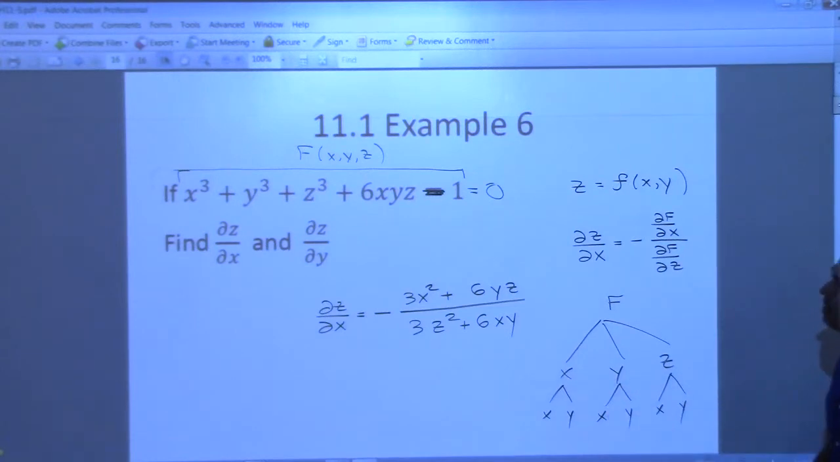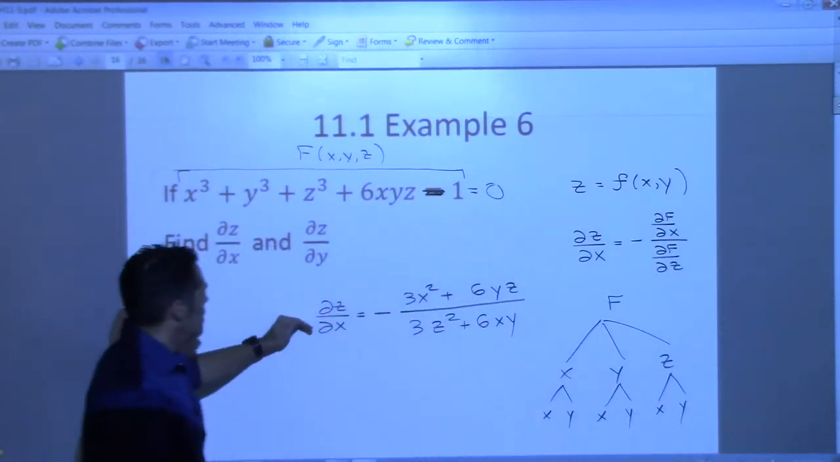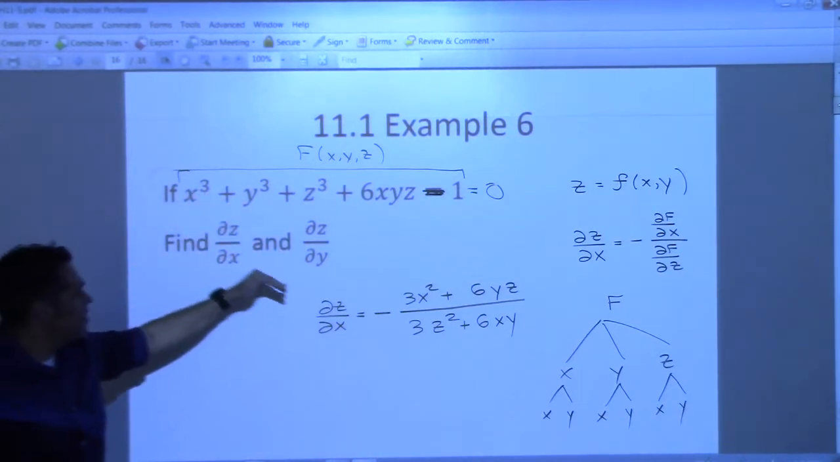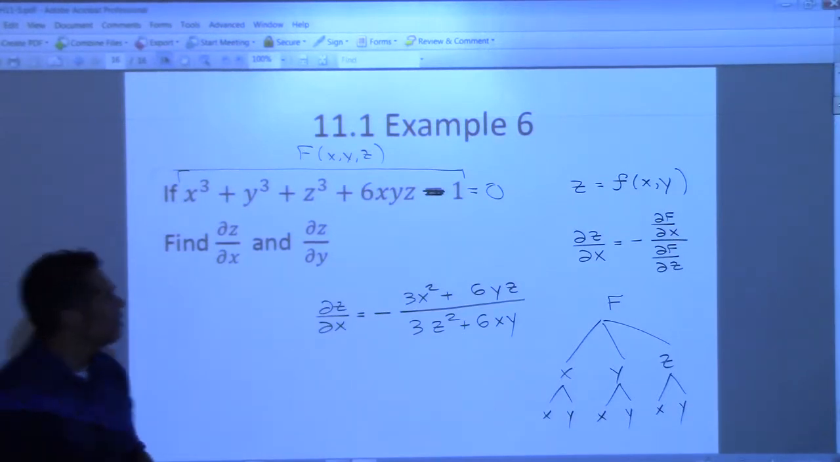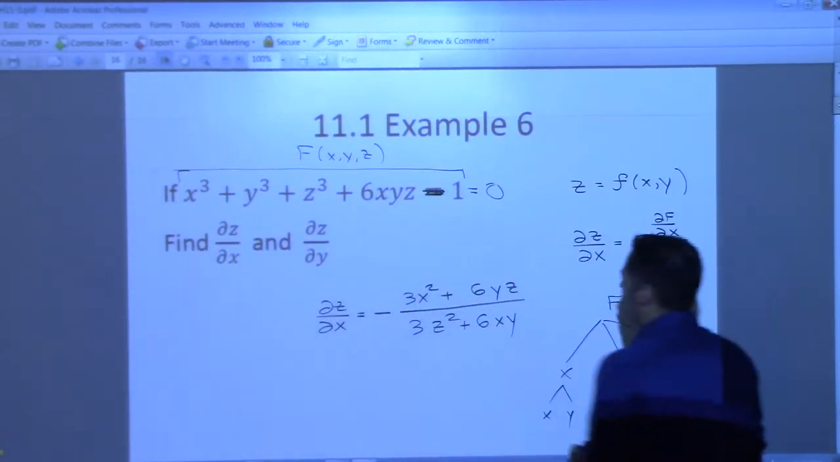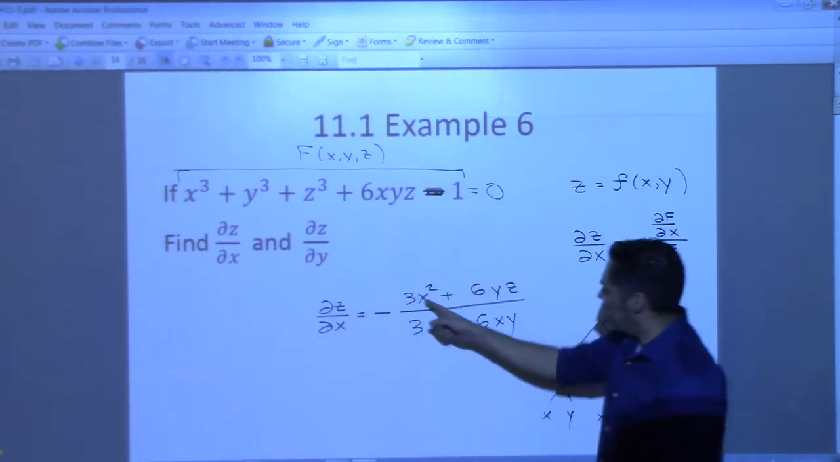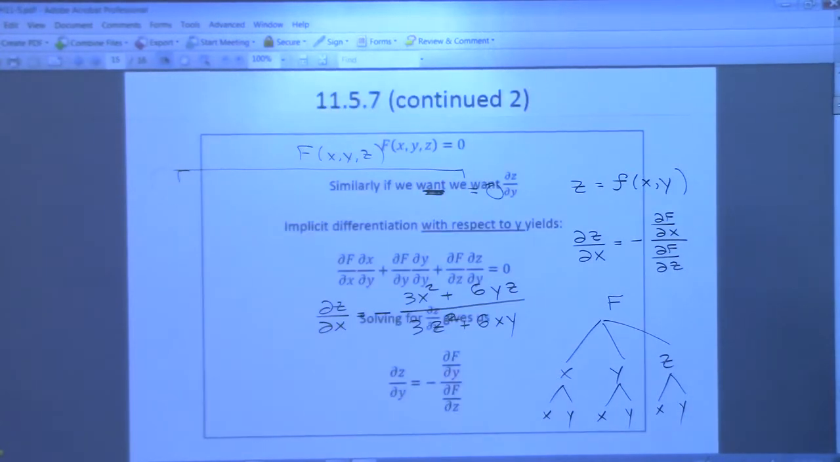Understand? But it allows us to find the derivative of something we can't solve for z. Like we couldn't really solve that for z earlier, but we can still see how much z is going to change if I hold x constant. So it's nice. Now what about the other one? The only difference between these two is that top one right there, right? And do we have a negative sign also? Yes, okay.